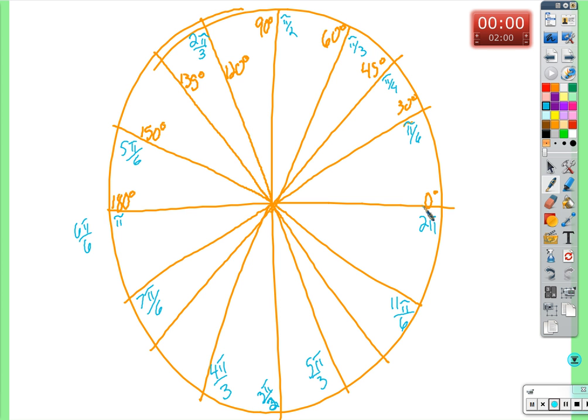0 pi over 4, 1 pi over 4, 2 pi over 4, 3 pi over 4, 4 pi over 4, 5 pi over 4, 6 pi over 4, that's 3 pi over 2, 7 pi over 4, and 8 pi over 4. So there are the radians, at least all the radians that we use on a regular basis.